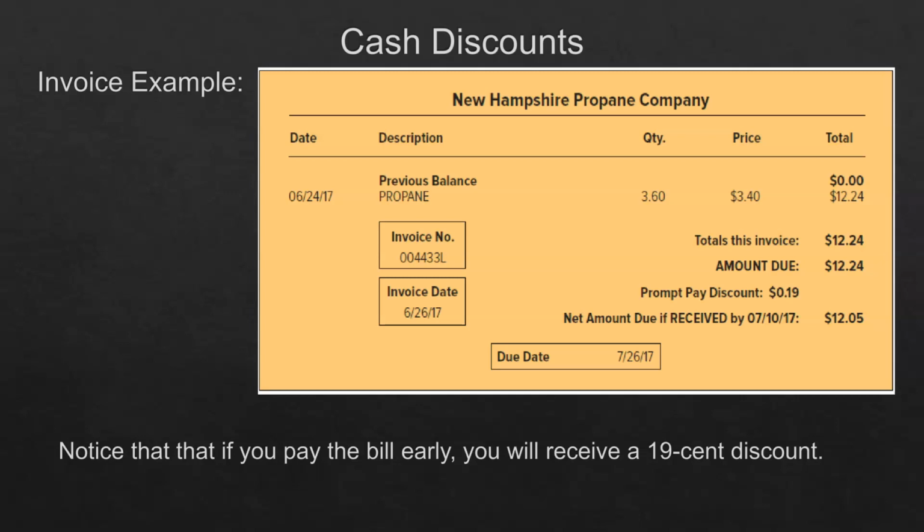But basically it says the due date was 7/26/17. The date of the invoice was 6/24/17, and a prompt pay discount. So basically, a lot of times you're going to be given an incentive to pay your invoice early, right? Or pay it quickly. That would be what it is. Pay it quickly. And if you do that, then you get a discount.